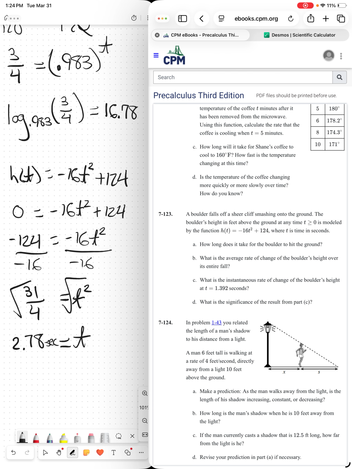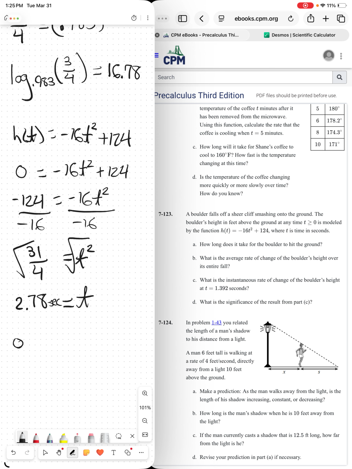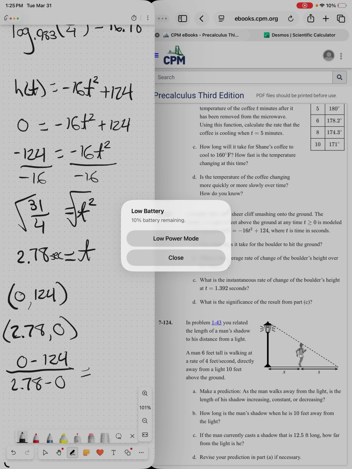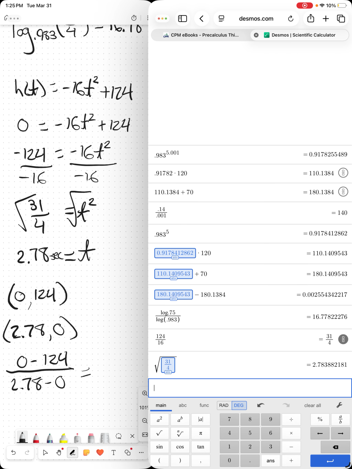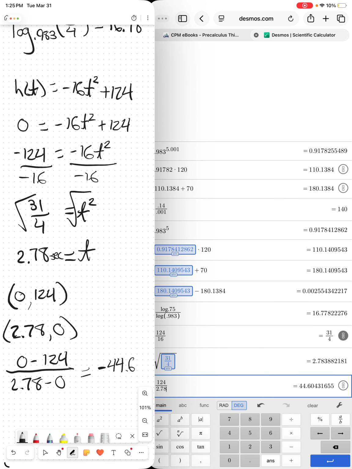What is the average rate of change of the boulder over its entire fall? So we got a time of 0 with a height of 124, and a time of 2.78 and a height of 0. So we'll do 0 minus 124 over 2.78 minus 0. We get 124 divided by 2.78, and we get a negative 44.6 feet per second.